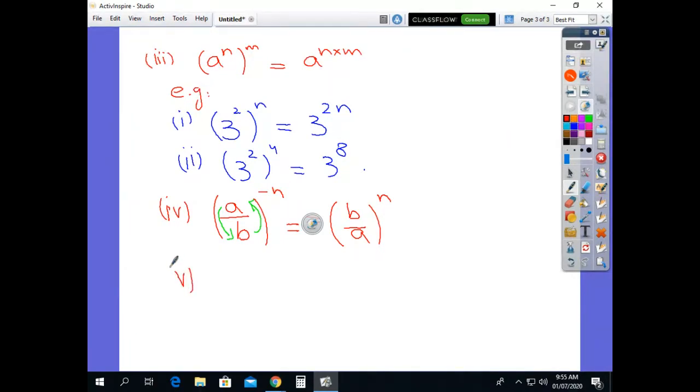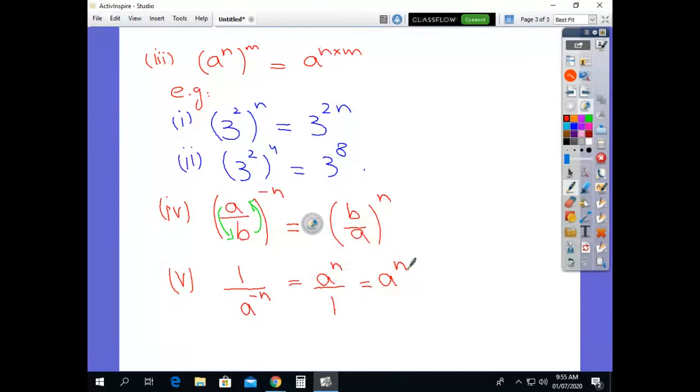At last, we write the fifth one. Suppose we have 1 by a raised to power negative n. If we convert a into numerator position, then its power becomes positive. If we write 1 in base, it becomes a raised to power n. These are all the properties we use in exercise 2.4.